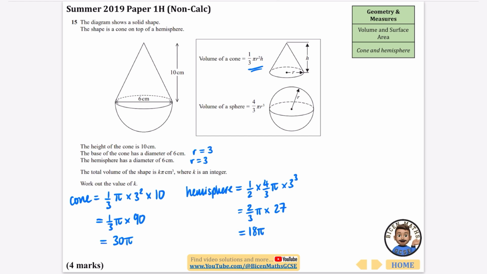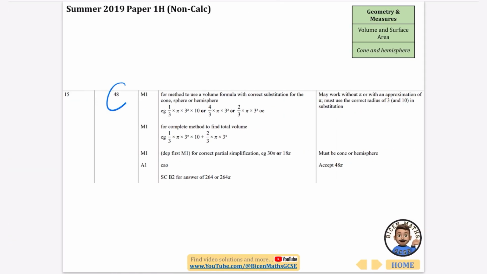So my last part is to find the total volume. So the total volume is going to be the 30 pi plus the 18 pi, which is 48 pi. So by comparing that to the k pi that we have here, clearly k is equal to 48. Let's double check that we've got this one right. Yep, we do have the k being equal to 48, and it's just the two volumes added up.